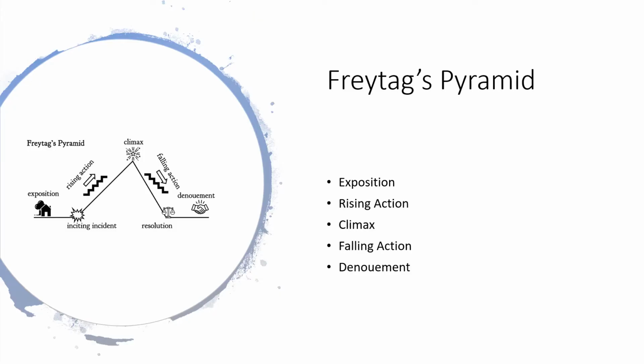The 5 plot elements are exposition, rising action, climax, falling action, and denouement. These 5 elements reflect some of the oldest classic dramatic structures and were refined by German writer Gustav Freytag in the 19th century. The model he used to illustrate the 5 elements is known as Freytag's pyramid.